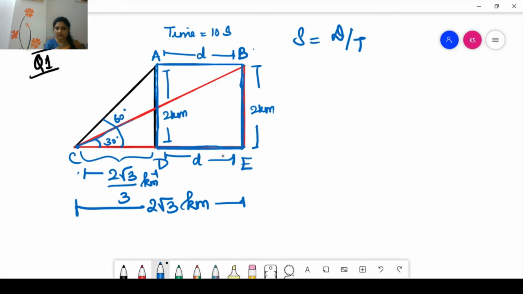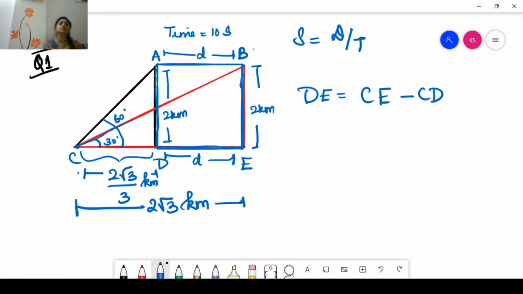Now that D is equal to DE, right? So now how to find DE? DE is easy to find because from CE, if I subtract CD, I get DE, right? From this complete part, I'm taking away this part to get this DE. That's why we found the bases out. So this is just like solving a puzzle, children.